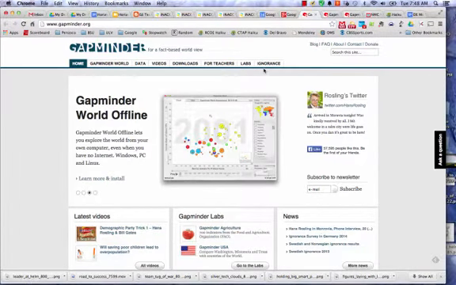Okay, so this is the Gapminder website. You can see up here gapminder.org, and it was created by Hans Rosling. I'm sure some of you have seen some of his TED Talks. Pretty impressive stuff. If you haven't, you want to check that out. And you can see some videos here on their website.